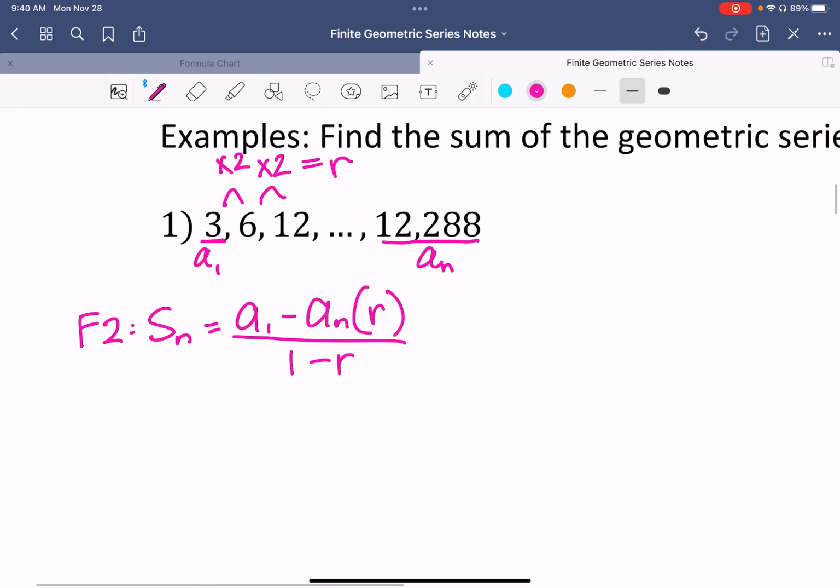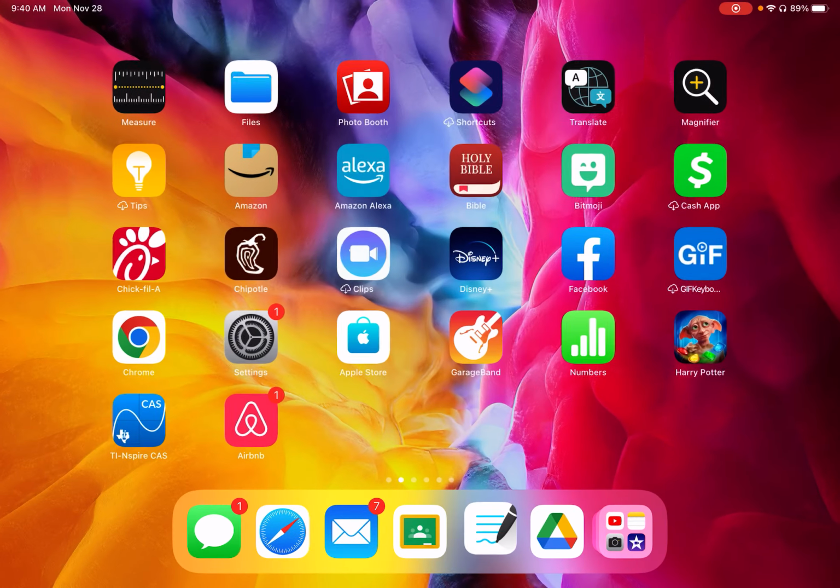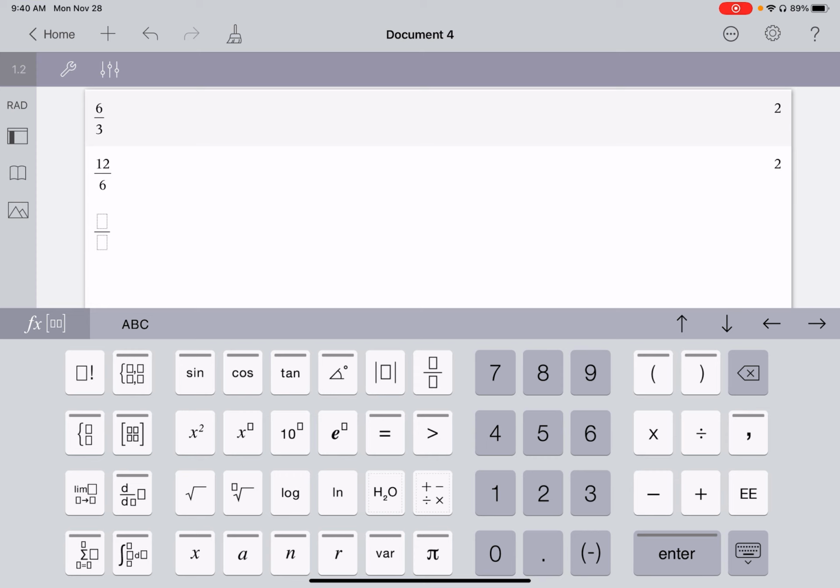So now we'll plug everything in. The first term, 3, minus the last term, 12,288, times the common ratio, which was 2, all over 1 minus the common ratio, which is 2. So now we're going to type this into the calculator. So 3 minus 12,288 times 2, and over 1 minus 2, and that gives you 24,573.